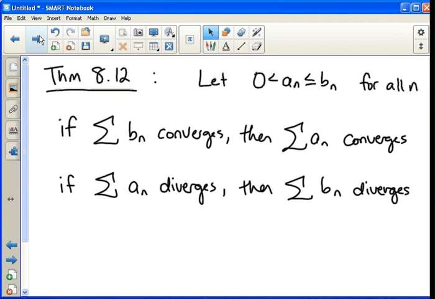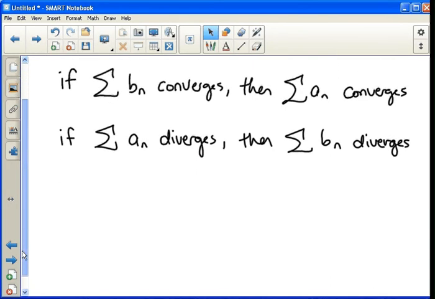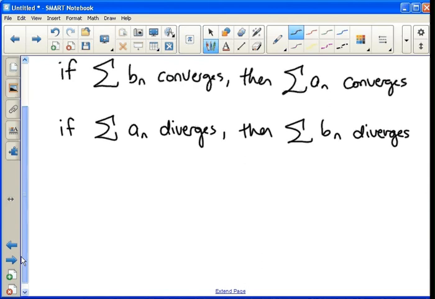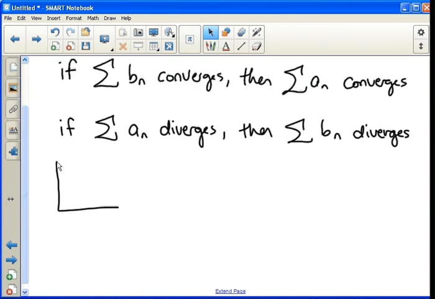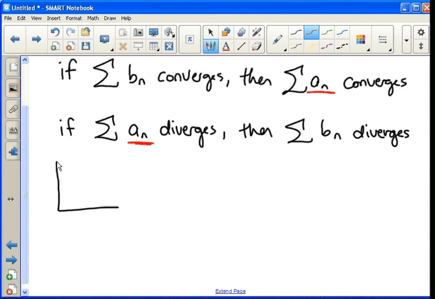So here's what the theorem says. If the bigger series converges, then the smaller series converges. And if the smaller series diverges, then the bigger series diverges. This is another time where it's important to focus on what it does and what it does not say. So I'm going to try to use some pictures to help illustrate this. We'll say the A is red and the B is blue.